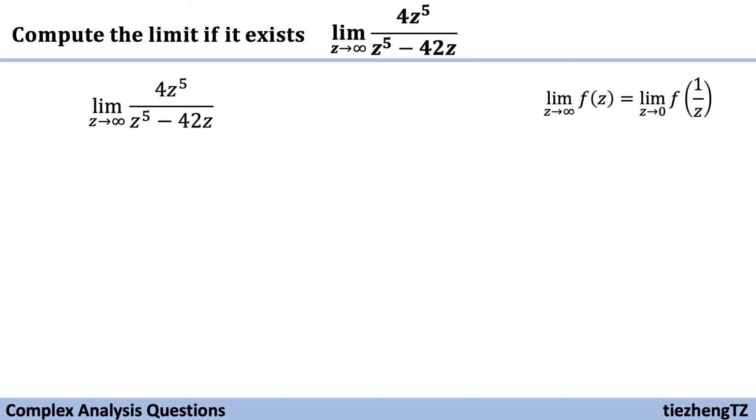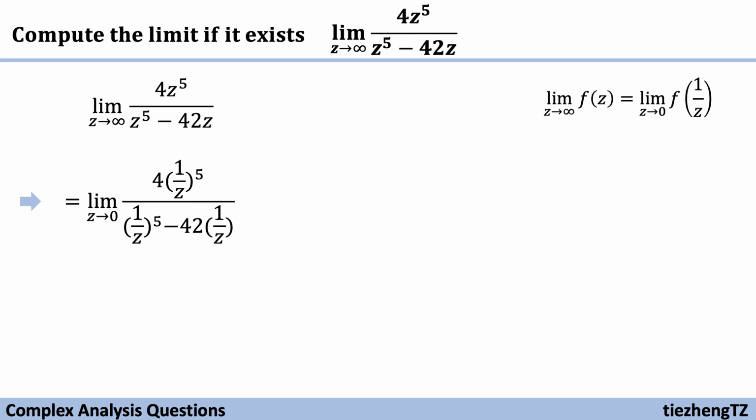So first, from the original given function, we just rewrite it into the limit of 4 times (1/z)^5 over (1/z)^5 minus 42 times 1/z, and make z approach 0.